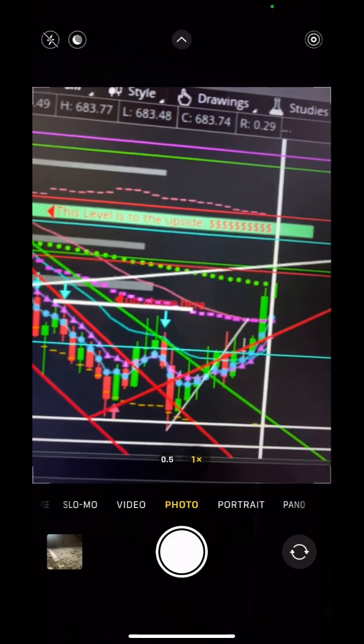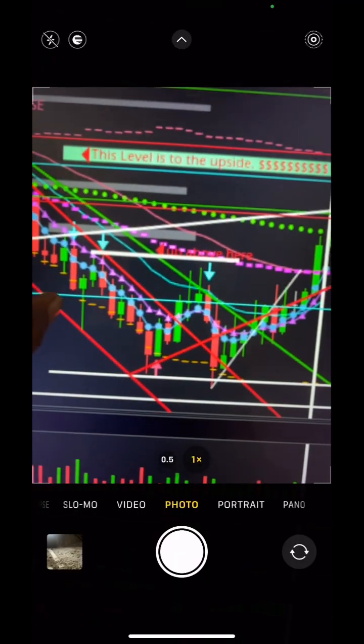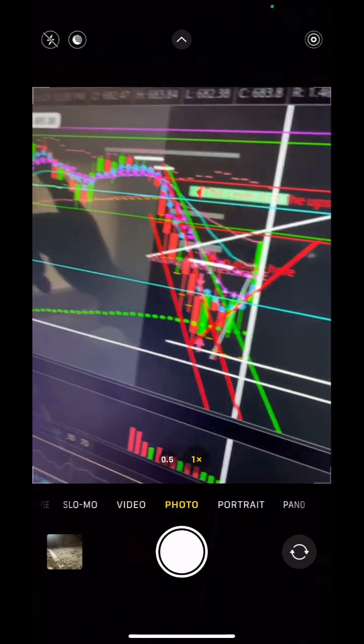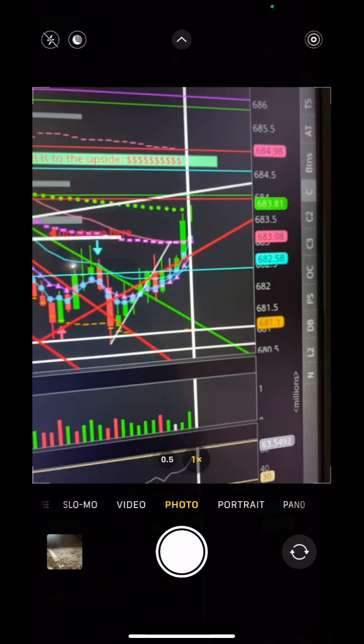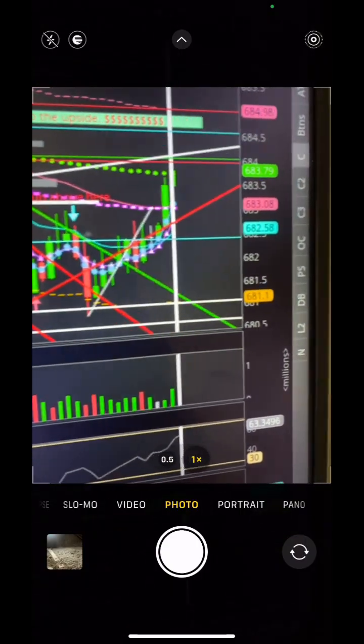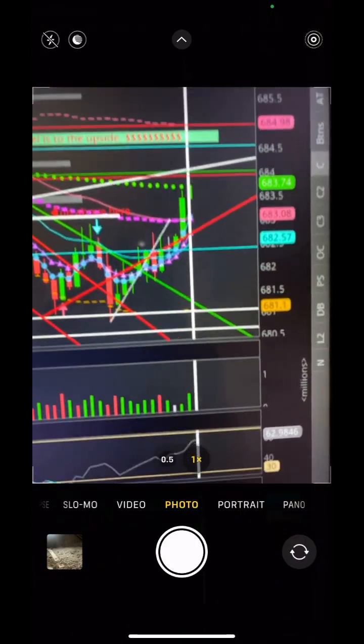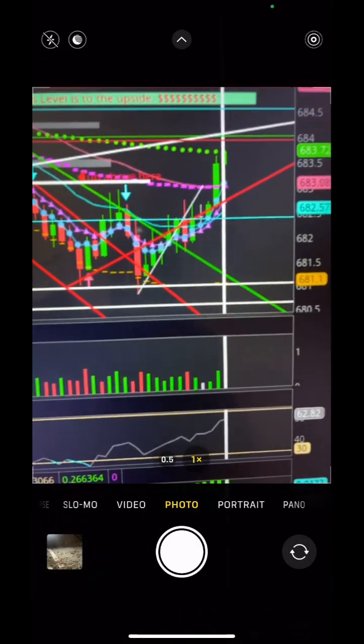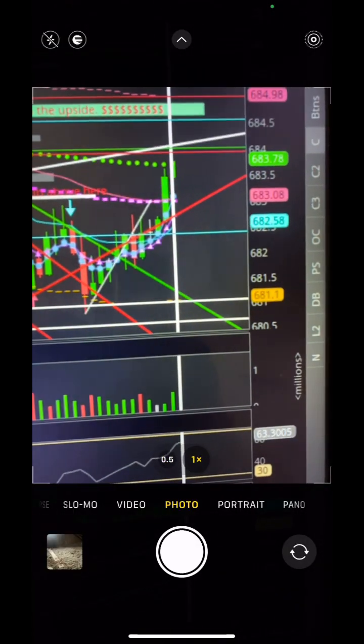Then this level is the next level, then here, and then the high, 685. Now it may go up to 685. It may not go all the way up there, but we're just looking. But I'm gonna put this whole video together so y'all can see how I analyze and how I make it and how I take profit.